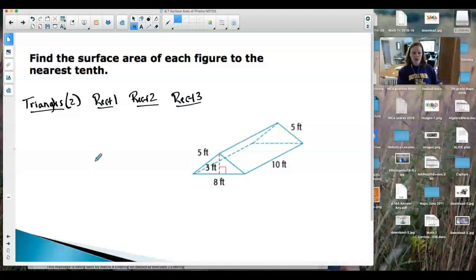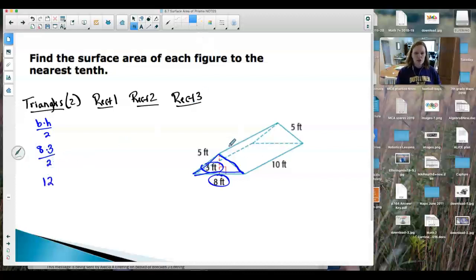So let's start with the triangles. I'm going to use blue and outline this triangle right here. Now we have to be careful about what's the base and the height of the triangle. The base and the height are 8 and 3, so we would want to do base times height divided by 2, which is 8 times 3 divided by 2. 8 times 3 is 24, divided by 2 is 12.